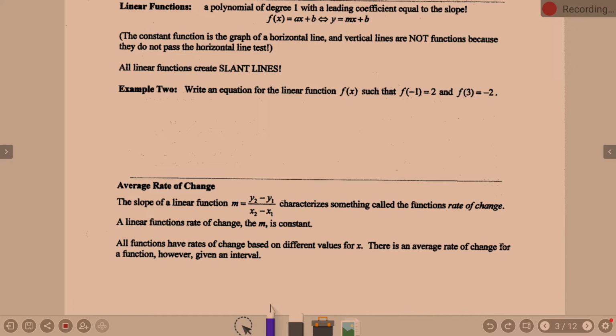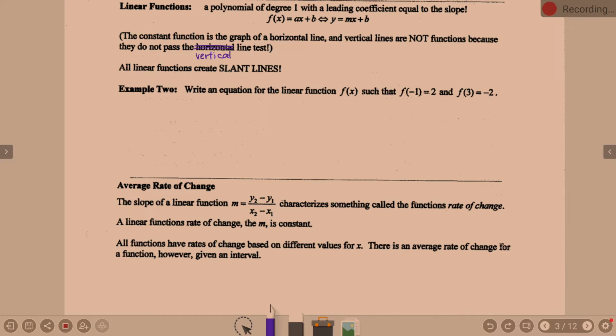Now, the constant function is the graph of a horizontal line, and vertical lines are not functions because they do not pass the horizontal line test. This should say, I knew there's a typo in here somewhere, vertical line test. Okay, so linears are what we're focusing on right now. Constant is the graph of a horizontal line, so that's still linear. Vertical lines are not functions, though, because they do not pass the vertical line test. So anytime we're talking about linear functions, they are the slant lines, the lines that have positive or negative slopes, not the zero slopes.